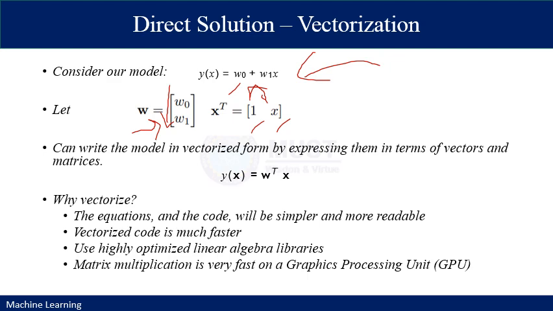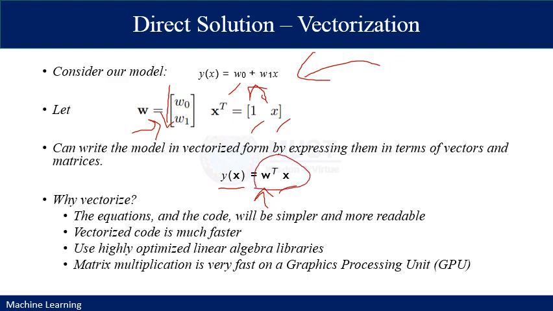If weights and input feature vectors are column vectors, then the prediction is y of x equals w transpose times x, where w transpose is the transpose of the weight vector, which is a row vector instead of a column vector.